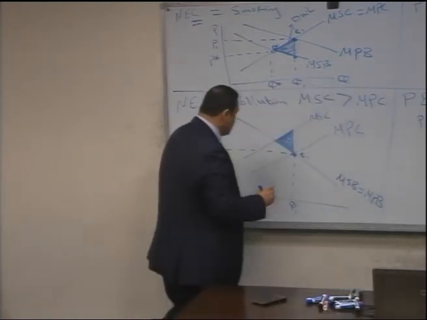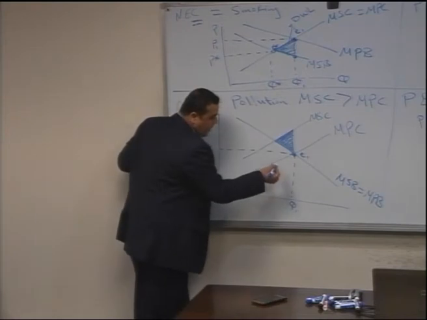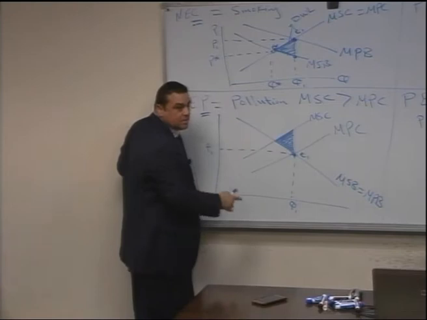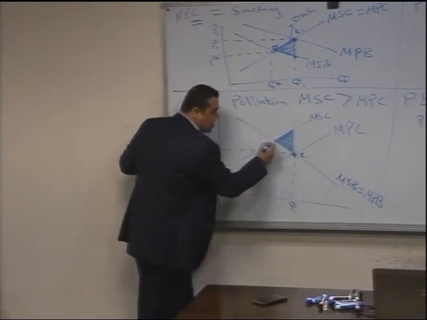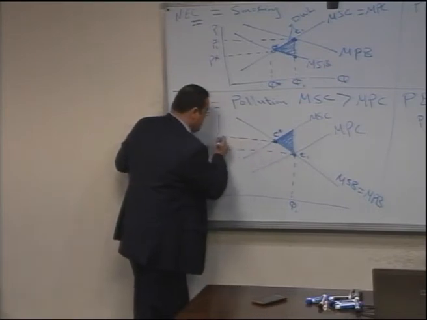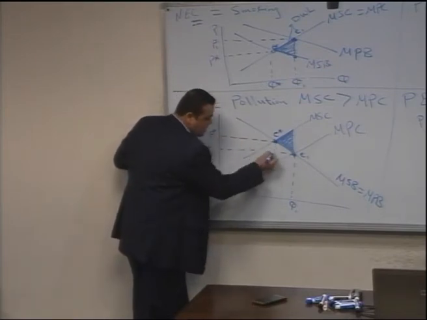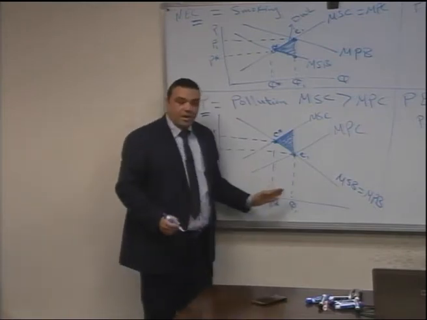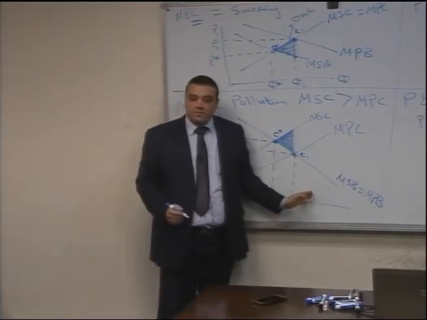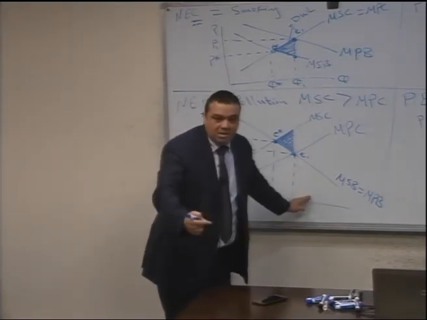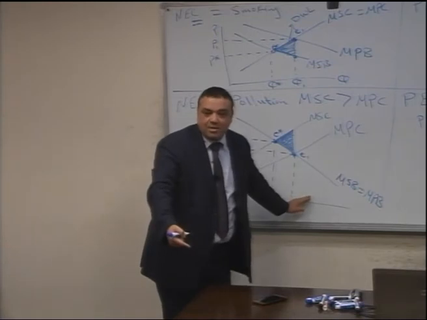Okay? Where is the social equilibrium? The marginal social benefit equals the marginal social cost. This is the equilibrium E star, P star, and Q star. Which means that there is an overproduction here for the paint, which emits fumes for the community, which creates negative impacts on the community.